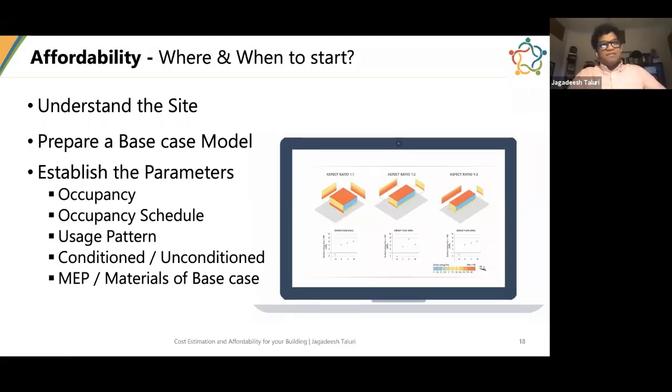So I advise that you prepare a base case model, which is what I have done for this webinar. And then you establish parameters, whether your project partner gives you an occupancy schedule, occupancy usage pattern, what's conditioned, what's unconditioned, what kind of MEP, what kind of materials he is using. If you have it, well and good, otherwise make an educated guess, start somewhere.